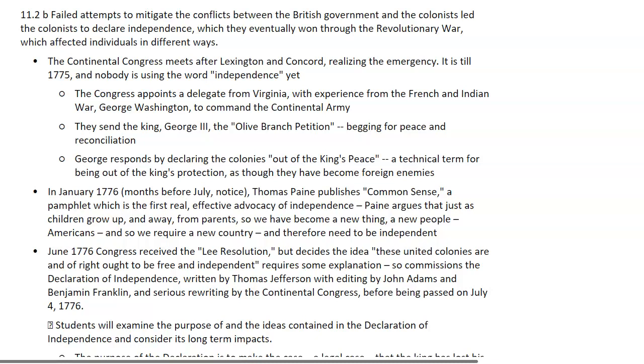He had had experience during the French and Indian War as a military commander. And they put him in charge of this new Continental Army. That, of course, is George Washington.